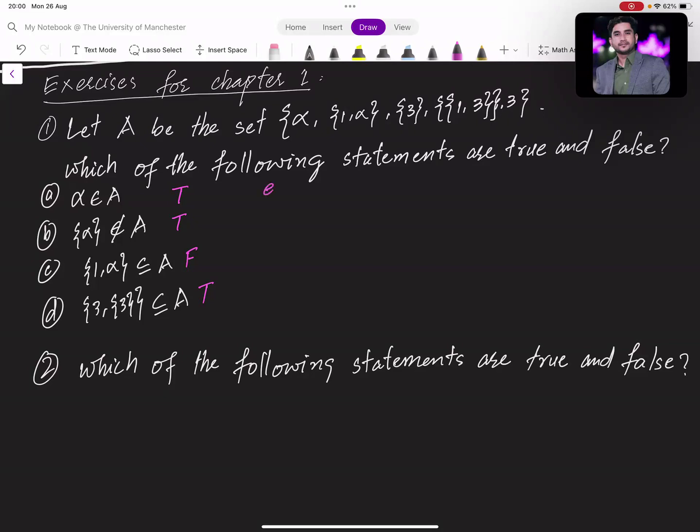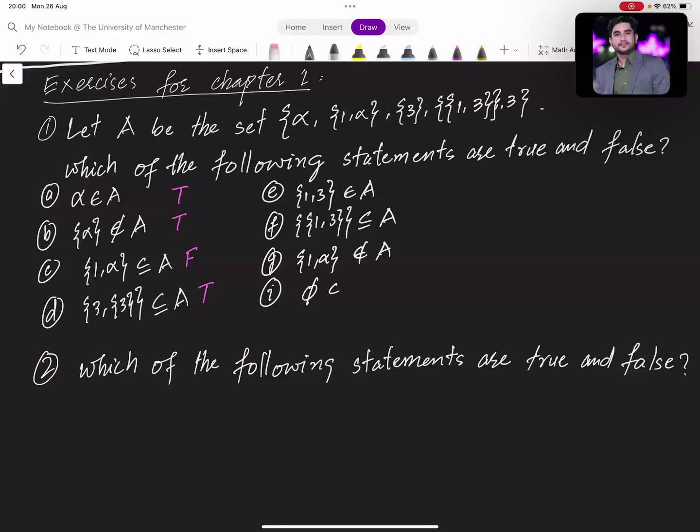Statement E is that 1, 3 is in A. Statement F is that the set which contains another set is a subset of A. Statement G is that 1, alpha is not in A, and statement I is that phi is a subset of A.